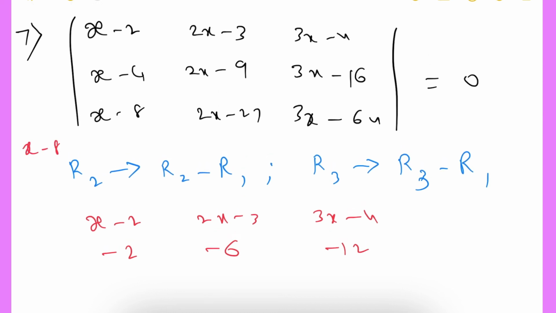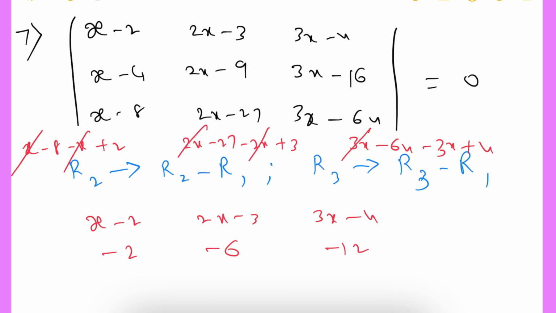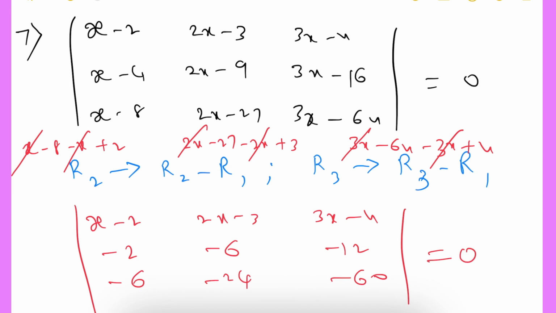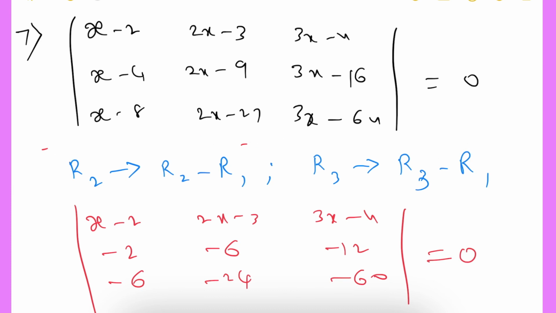x minus 8 minus x plus 2. This will become 2x minus 27 minus 2x plus 3, and 3x minus 64 minus 3x plus 4. Here x cancel, 2x cancel, 3x cancel. Then the elements will be minus 8 plus 2, minus 6; minus 27 plus 3, minus 24; minus 64 plus 4, minus 60. It is clearly mentioned that the determinant equals 0. It is given in the question.